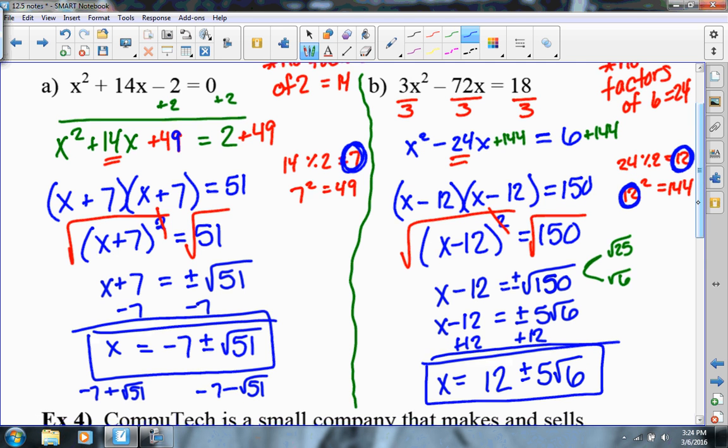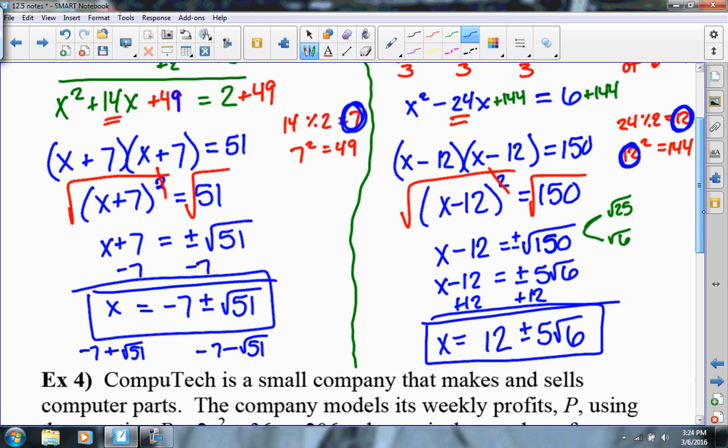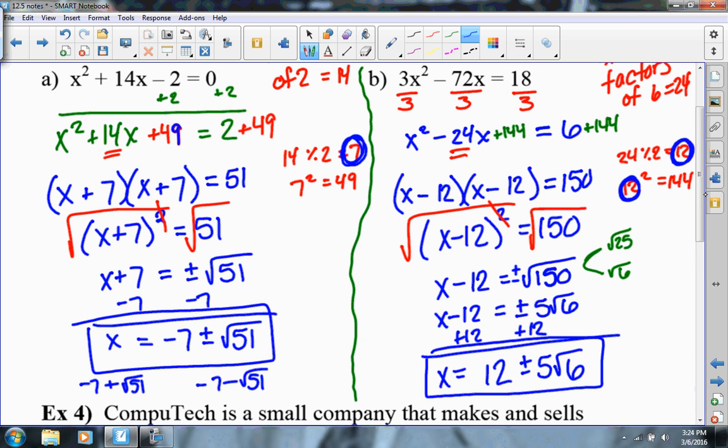Now, again, that's the same answer that you would get if you did the quadratic formula. So if you have questions about that in class, or you want me to show that to you in class, I can show you how if we took our value for A is 3, and our value for B is negative 72, and our value for C would be a negative 18, substituted them into the quadratic formula. This is what you would end up with.